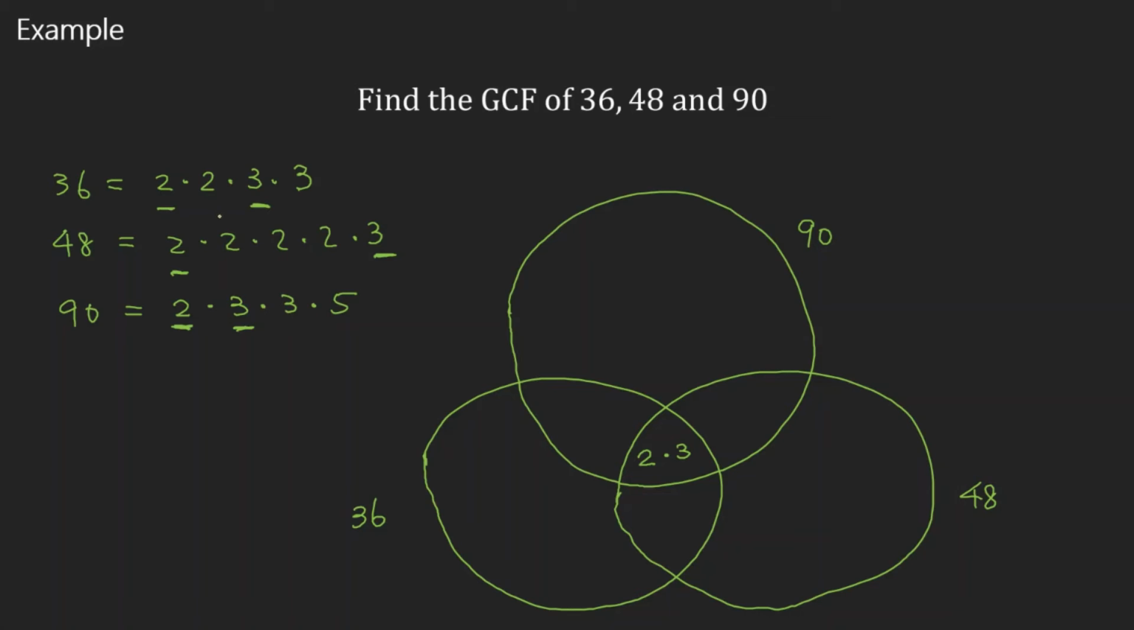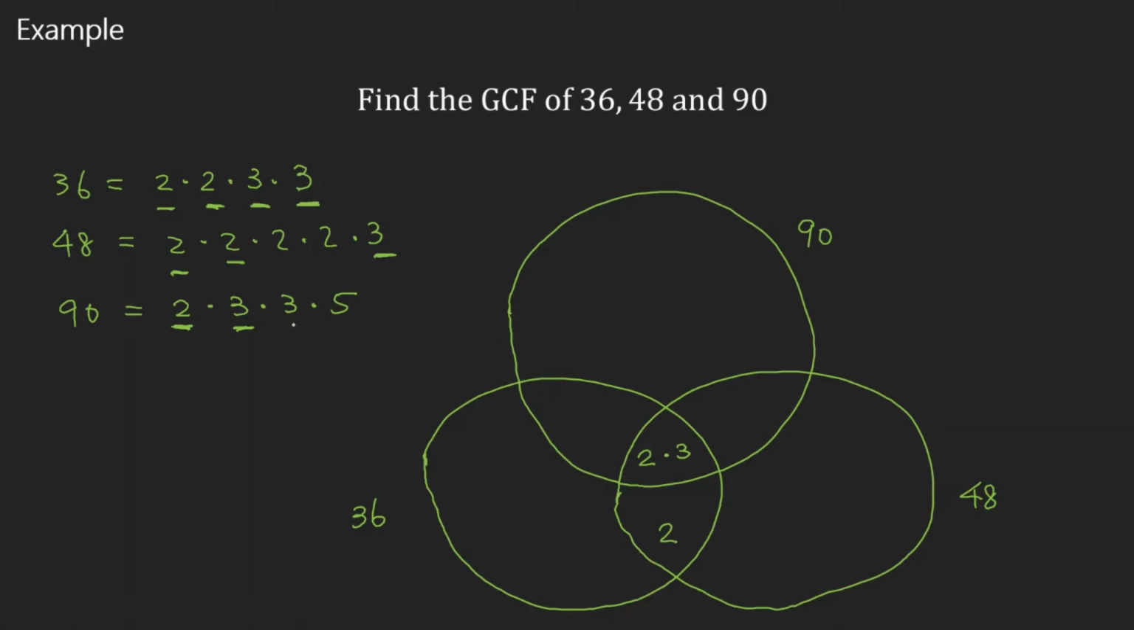And next, we're going to look at prime factors that are common to 2 numbers. For example, this 2 right here. This 2 is common to 36 and 48. So for the circle 36 and for the circle 48, the common area is right here. Okay? And this 2 will be sitting right here. Now this line belongs to the circle 90. The 2 cannot be on this side of the line because it is not a prime factor that is left over in 90.